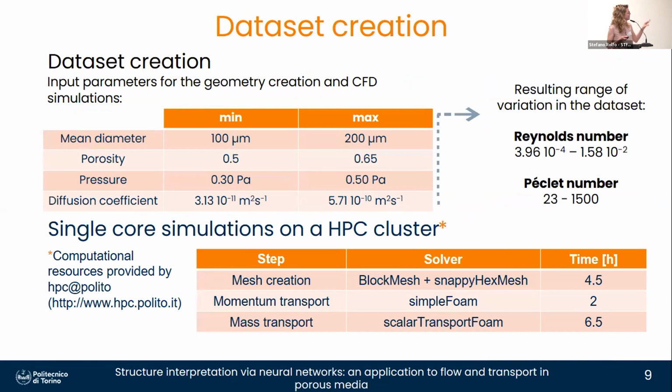Concerning the dataset generation, in the top table, if you're interested, you can see the range of variation of the features that we employed for the creation of the dataset. And on the right, you can see the range of variation in the resulting dataset of the Reynolds number and of the Peclet number. As you can see, we are in fully laminar conditions, and we explore a quite wide range of Peclet numbers. This means that we explore a wide range of different transport conditions. We solve these simulations on a single core, and these are the computational times required to solve a single sample for our dataset.